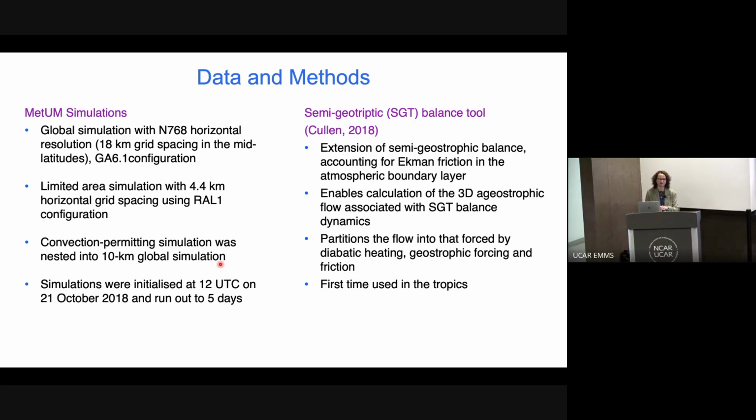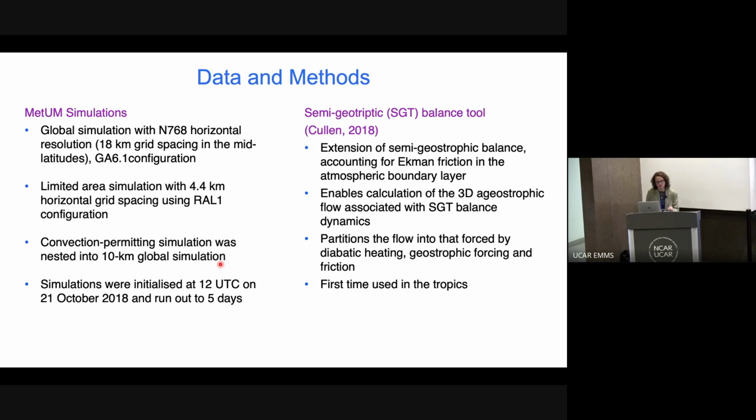So in the free troposphere, you have the balance between geostrophic force and pressure gradient force, so typical geostrophic balance. But in the boundary layer, we have to account for friction, and therefore we have a balance between three forces, and we're using semi-geostrophic theory. So this is called semi-geotriptic balance, and the tool does these calculations for us.